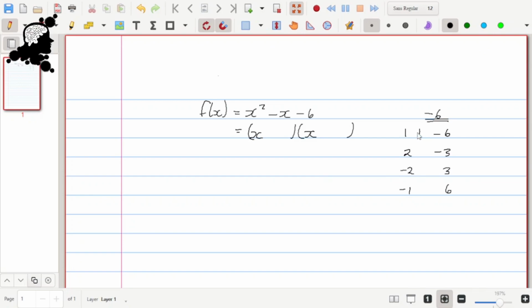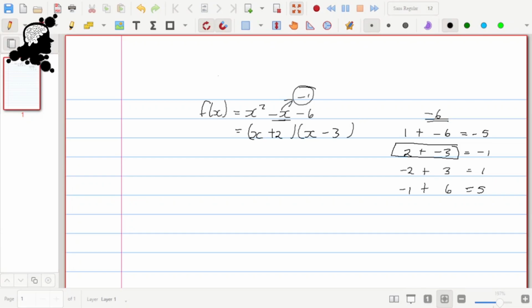What I need to do is add these factors, and take the pair that will give me the coefficient of the middle term. Now, the coefficient of the middle term is minus 1. Let's see what we get when we add. 1 plus minus 6 gives us minus 5. 2 plus minus 3 is minus 1. Negative 2 plus 3 is positive 1. Negative 1 plus 6 is positive 5. So we are going to make use of the factors positive 2 and negative 3, because when I add them, I get the coefficient of the middle term, which is minus 1. So I'm going to put positive 2 there, and negative 3 there. And there we are. We've found both factors for this expression.